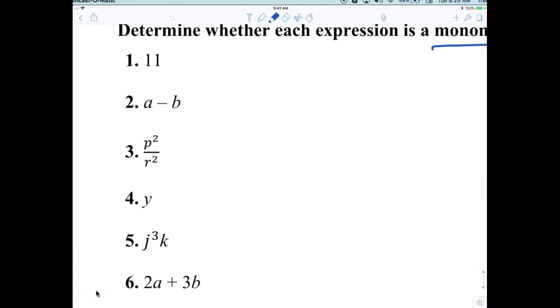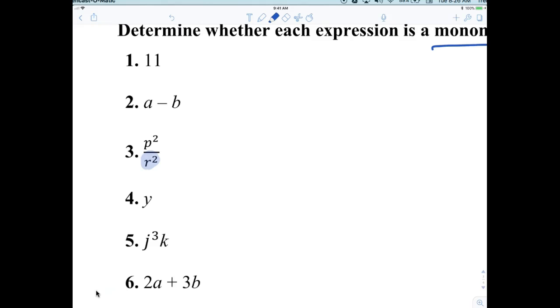Number one is, yes, that's a monomial. It is a single term. Number two is called a binomial. Number two is a binomial because terms are separated by addition and subtraction. Number three, it's not a monomial, even though it looks like it has one term. You're not allowed to have division, all right? You're not allowed to have division.